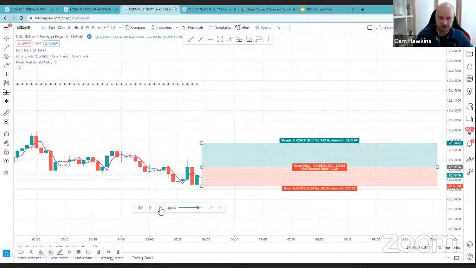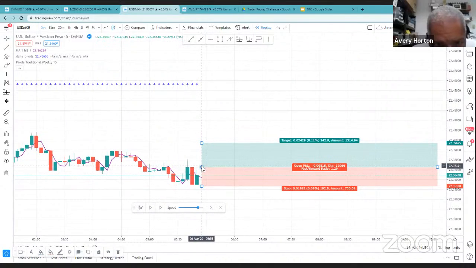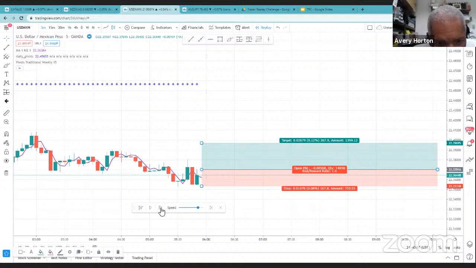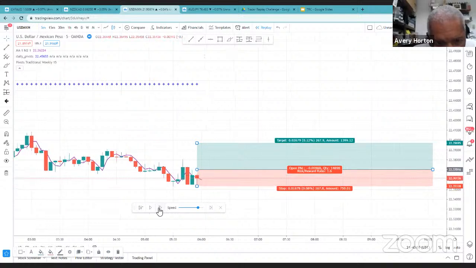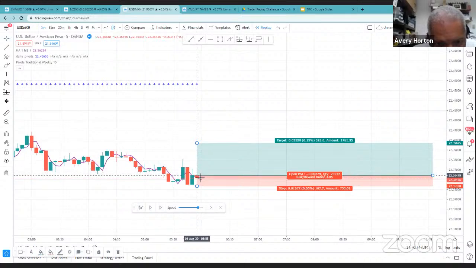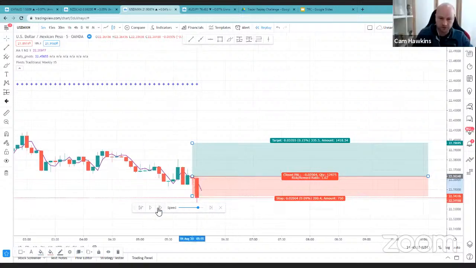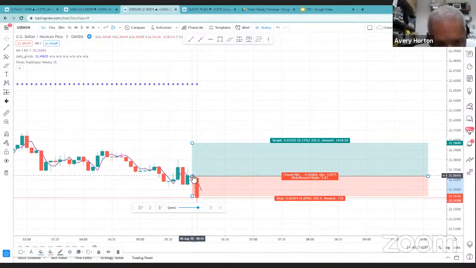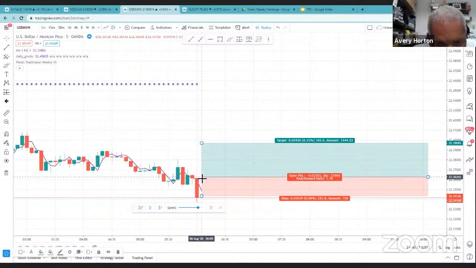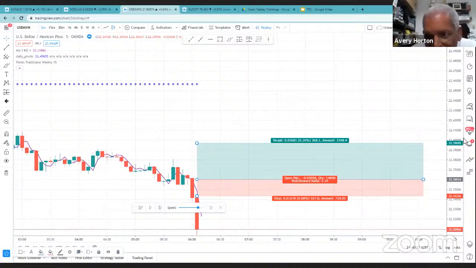Go. Okay, so now we need to move that entry down to that high. Give it a little wiggle room. Sorry, it's not quite on the high, but we know where it is. We still haven't entered. Oh, this is going to be a good one.